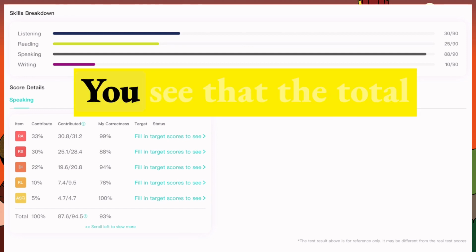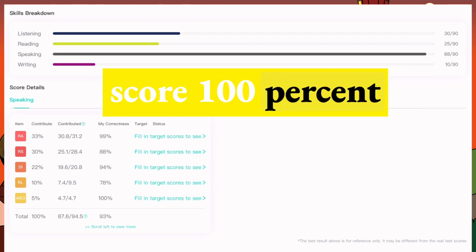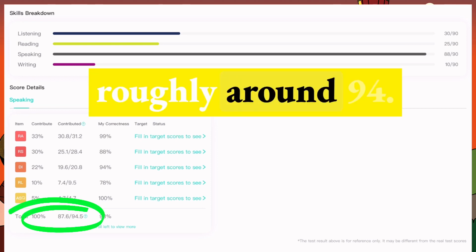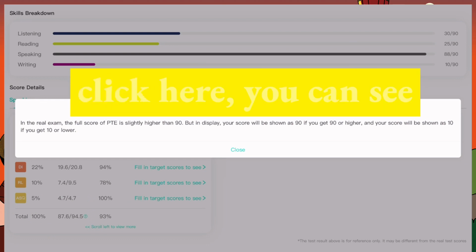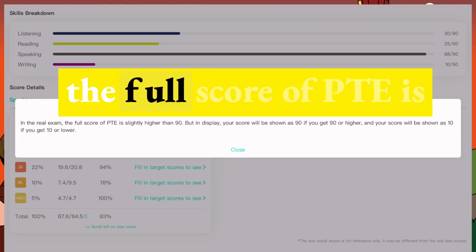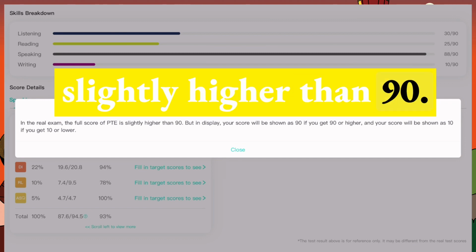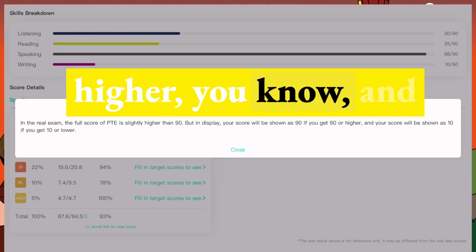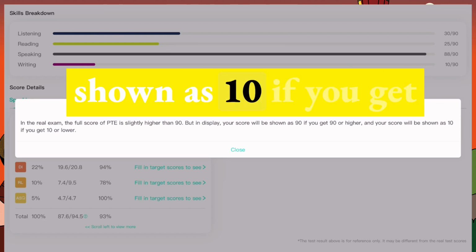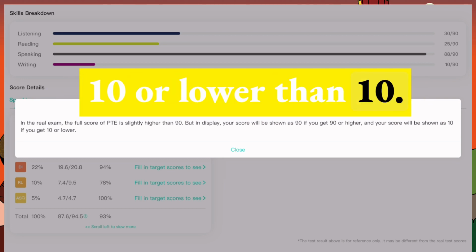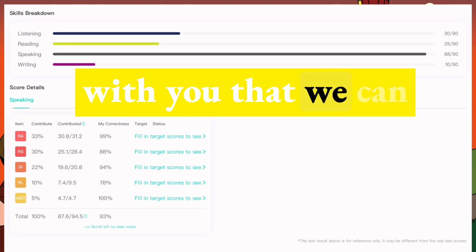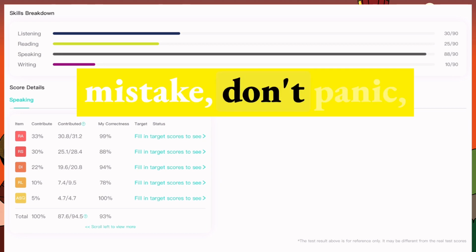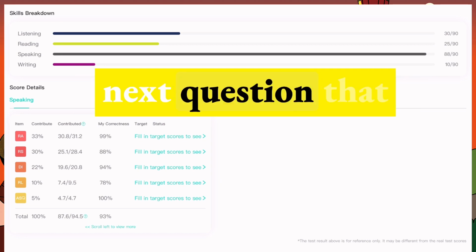Just have a look here. You see that the total score is 100%, and then you see it's not just 90. The score is roughly around 94.5, and when you click here you can see that in the real exam the full score of PTE is slightly higher than 90. But in display, your score will be shown as 90 if you get 90 or higher, and your score will be shown as 10 if you get 10 or lower. I just want to share with you that we can make some mistakes. Everyone can make mistakes, but when we do, don't panic. Move on to the next question that is waiting for us.